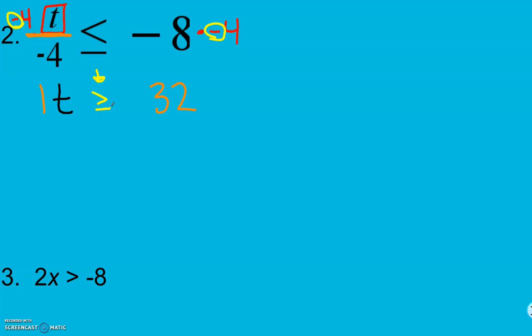We did the opposite. We used to have a -8, now we have a positive. It's opposite, which means my inequality flips as well. So here, 1 times t is greater than or equal to a positive 32.